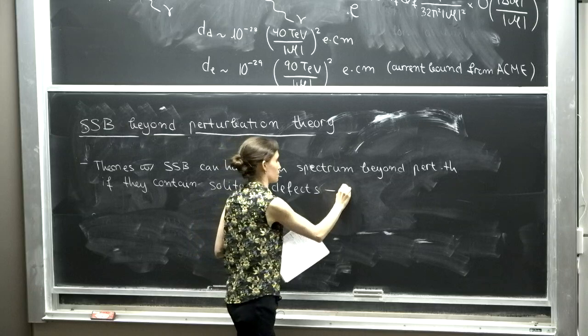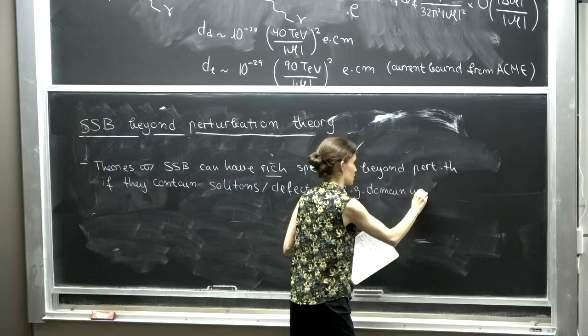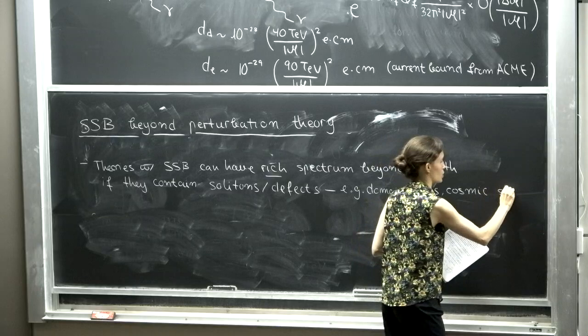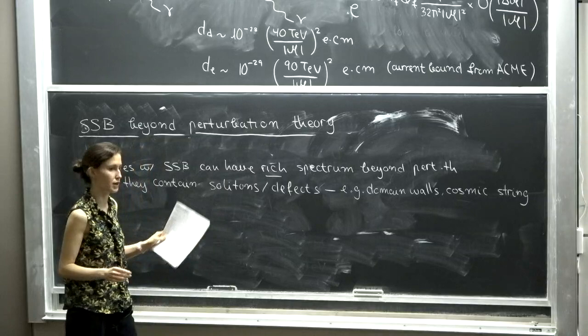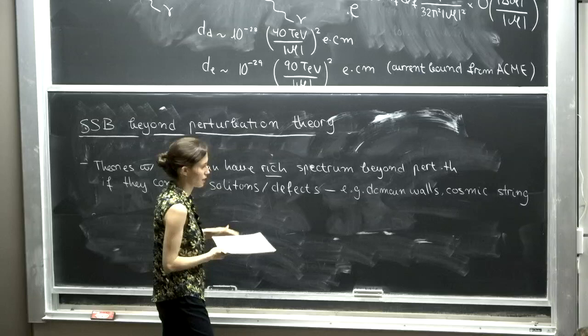We're going to discuss two cases, for example, domain walls and also cosmic strings. Not accidentally, these are two types of defects that the theories we discussed so far, both the QCD axion and the parity solutions, contain. And in many cases, they can provide some very interesting experimental constraints.